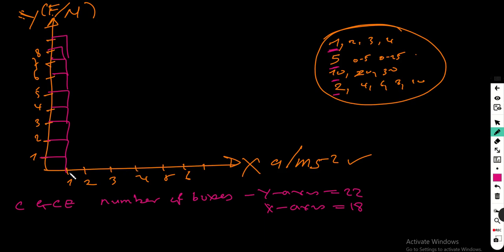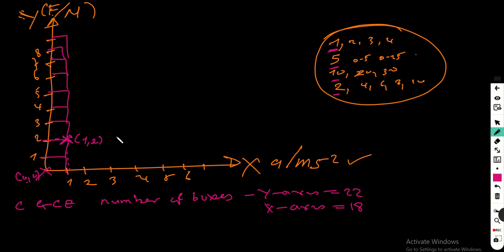For example, the first point is 0, 0, you put 0, 0. The next one is 1 and 2, so you take 1, you come up, and when you meet 2 from here, you make an x. So this point is 1, 2. This point is 0, 0, which is like the coordinate.